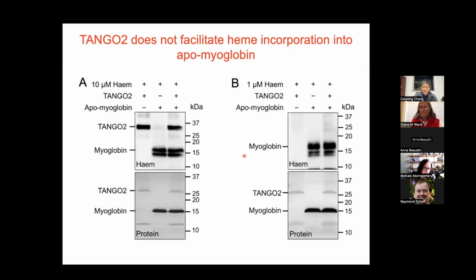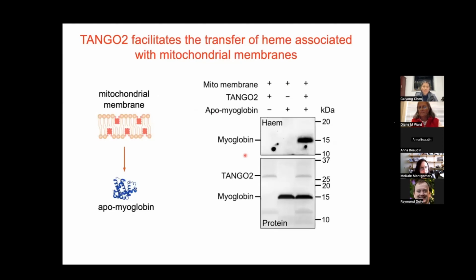Given that heme is a hydrophobic molecule that can associate with membrane lipids, next we tested whether Tango2 can transfer heme from membranes. So in this heme transfer assay, we used isolated mitochondrial membranes as the heme donor and the apomyoglobin as the heme acceptor. And we found that addition of Tango2 indeed can facilitate the transfer of heme from mitochondrial membranes to myoglobin. So this result suggests that Tango2 may function to transfer heme from membranes to downstream hemoproteins.